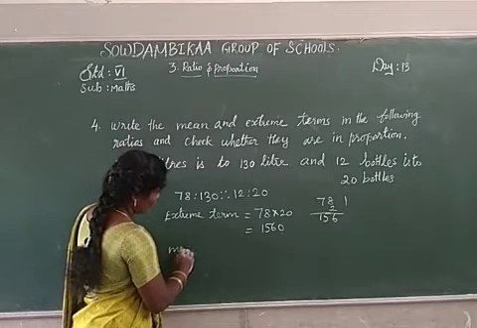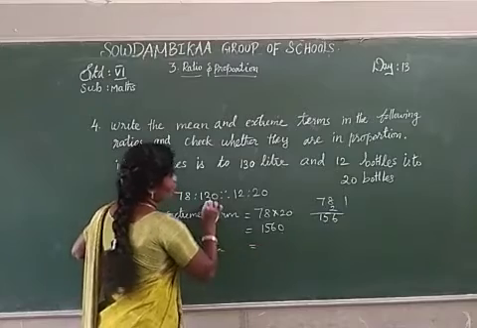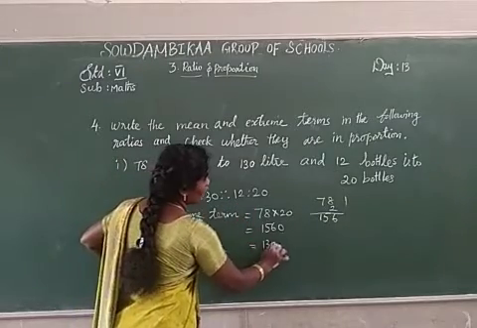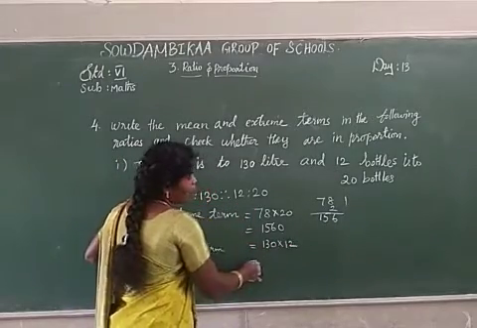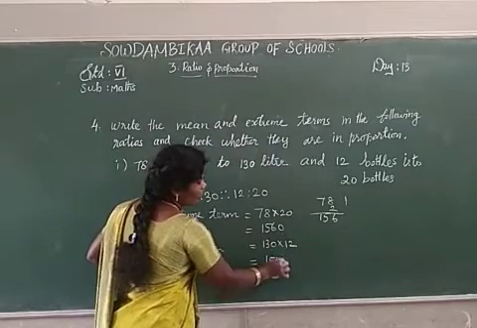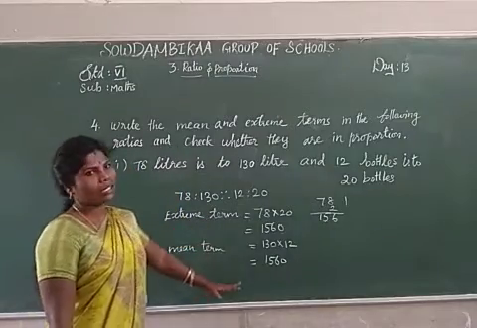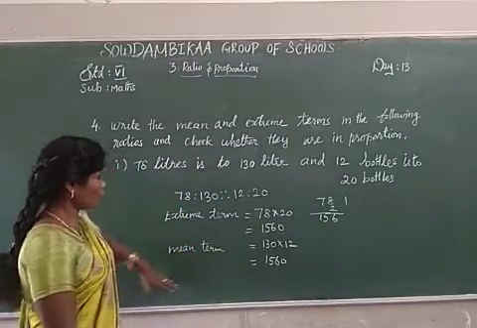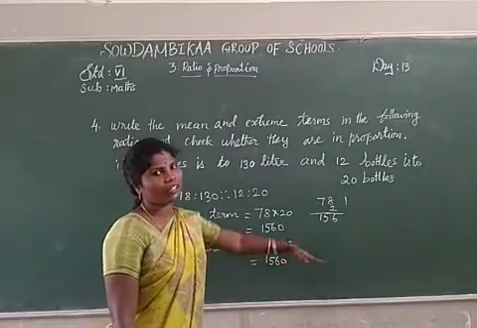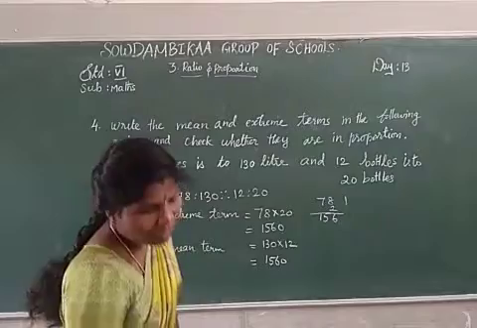Now the mean terms: 130 into 12. 13 12s are how much? 156, and remaining 1 zero. The product of extreme terms and the product of mean terms are equal, so it is a proportion. Okay, the next sum, second point.